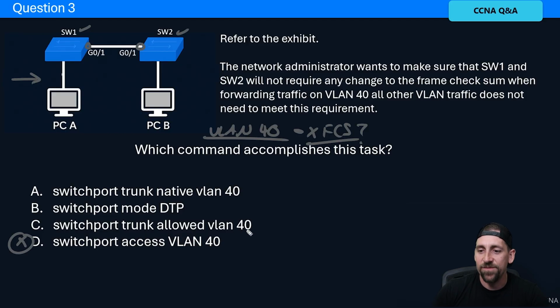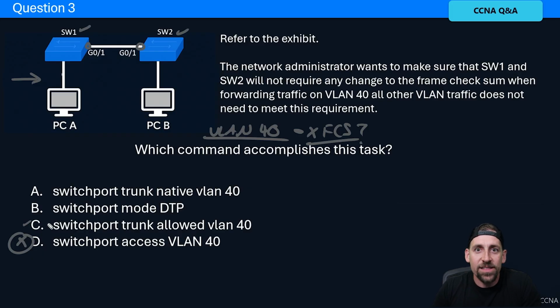Switchport trunk allowed VLAN 40. Okay, so now we're getting into some interesting stuff here. Switchport trunk allowed VLAN 40 will allow traffic on VLAN 40, and you don't know if other traffic will be allowed or not. So I'm not saying this meets the requirement or doesn't. It is kind of odd because you can't really determine whether the frame checksum is going to be changed here or not given this information. And I'm going to leave this open, and you'll see why in a second. So I can't tell you one way or the other.